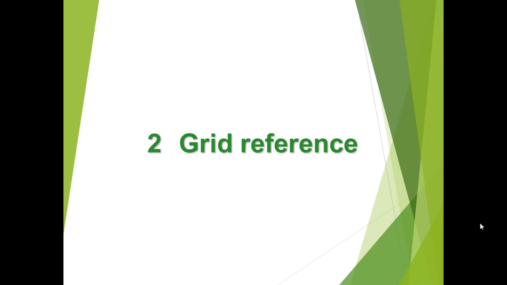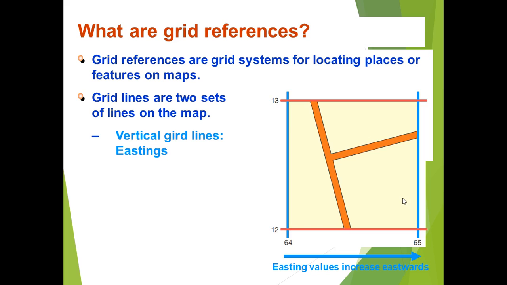In today's video, we are going to show you how to use the grid reference system to show the location of some specific features on a map. So what actually are grid references? Grid references are a grid system for locating places or features on maps, because sometimes the map would be too large. If we really want to point out something to our friends, they may find it difficult to find it because the map is just too large. At that moment, we can use grid references to help us.